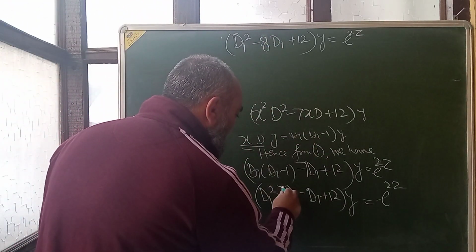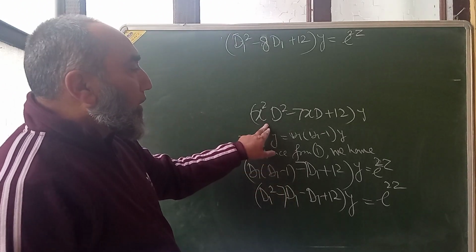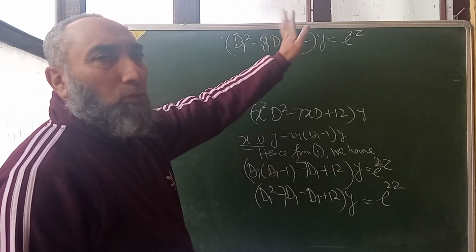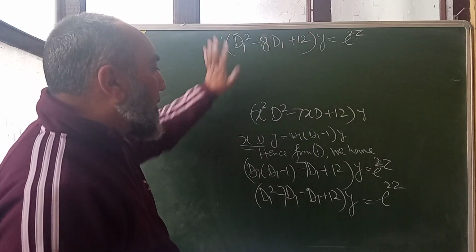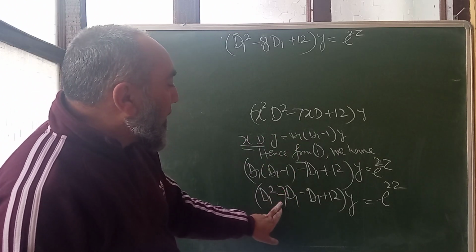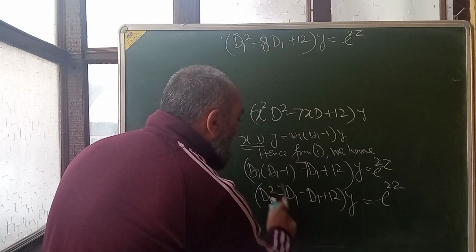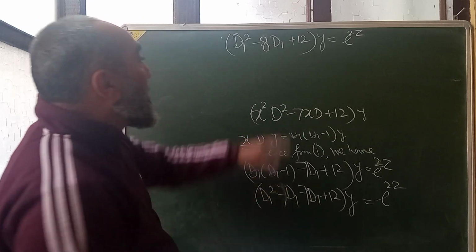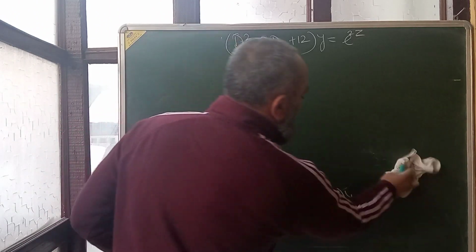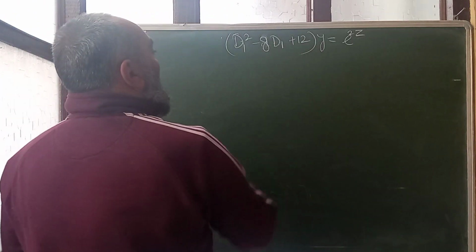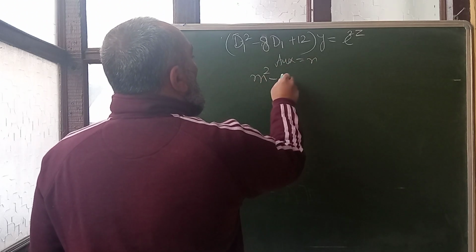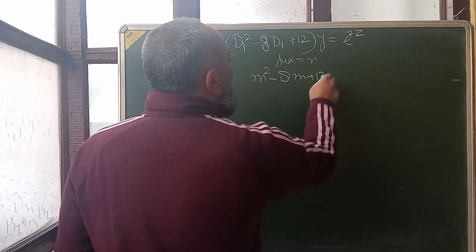X square D square minus 7xD plus 12. If it is minus root, or you get complex roots, it doesn't matter. So it is minus 7D, and you have 1D over here. So 7 and 1 is 8. So it is D1 square minus 8D1 plus 12. Now the auxiliary equation: m square minus 8m plus 12 equals 0.